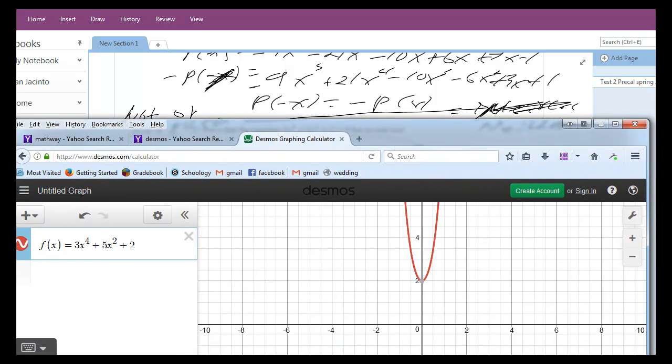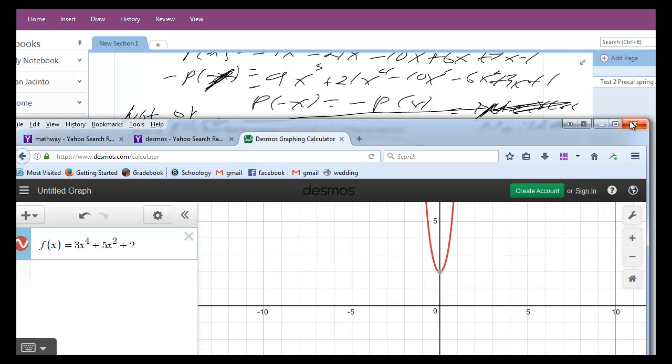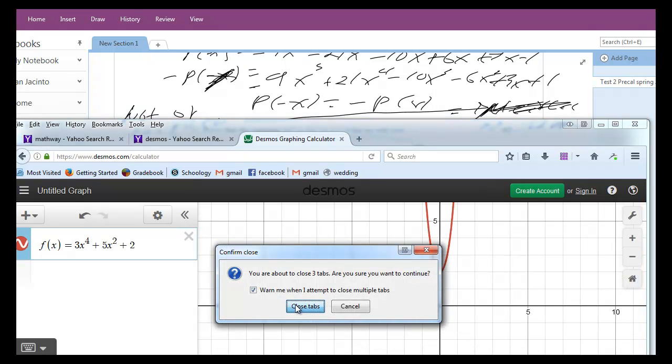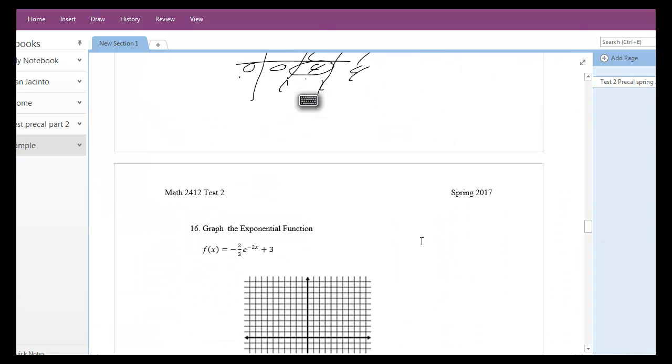Does it cross the x-axis? No, no zero. So everything has to be what? Complex. Look how all that ties together. Pretty cool. If you understand the concepts, what they're asking for, it would save you so much time.